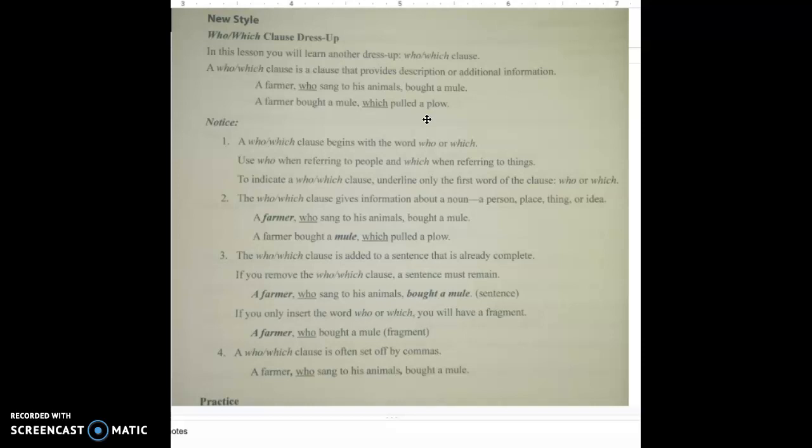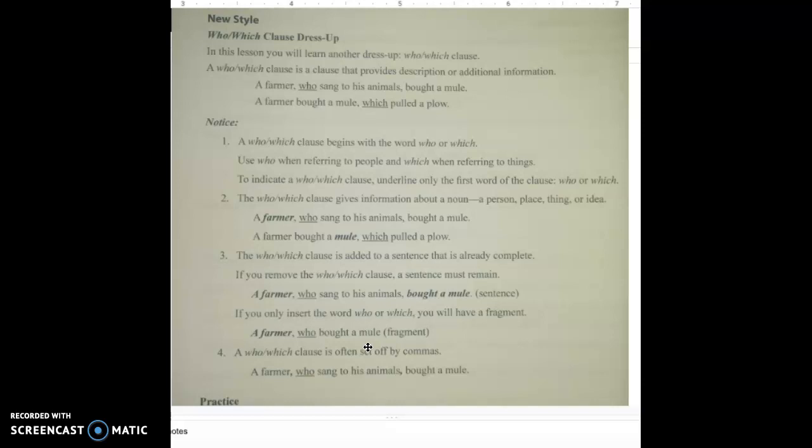If we move down here and I read this one, a farmer who bought a mule. Now to us, we know that just rings off bells. No, that's a fragment, but it might not to them. So you have them cover it up. Is that a sentence? Yeah, I think it is. Okay, well, let's try it out. Let's cover up that who, which phrase. We cover up who bought a mule, and we read a farmer. And you ask them, is a farmer a complete sentence? Oh, no, it isn't. Okay, so that doesn't work.